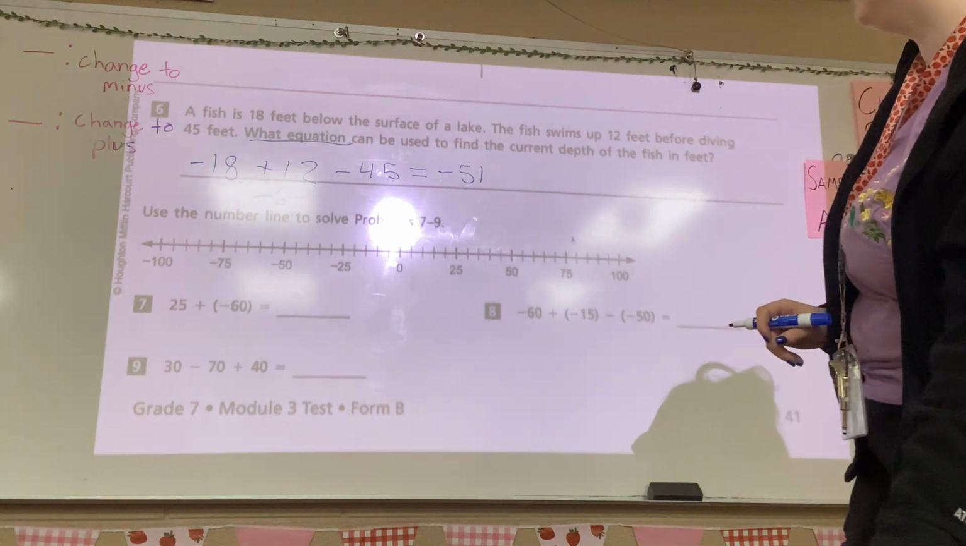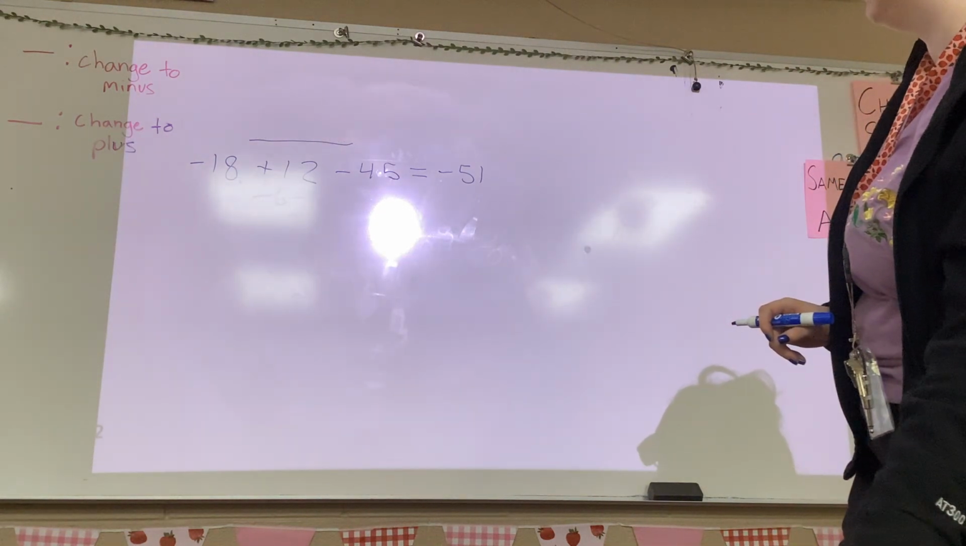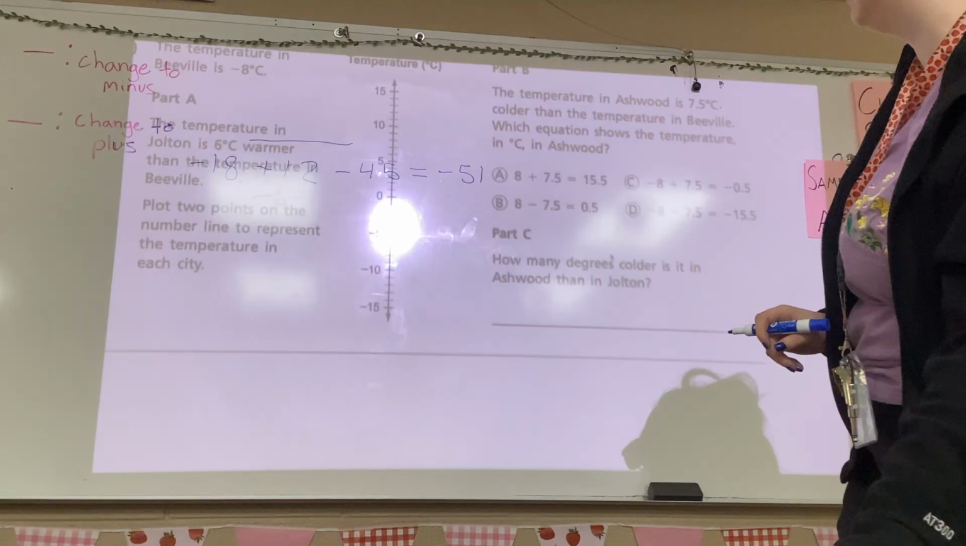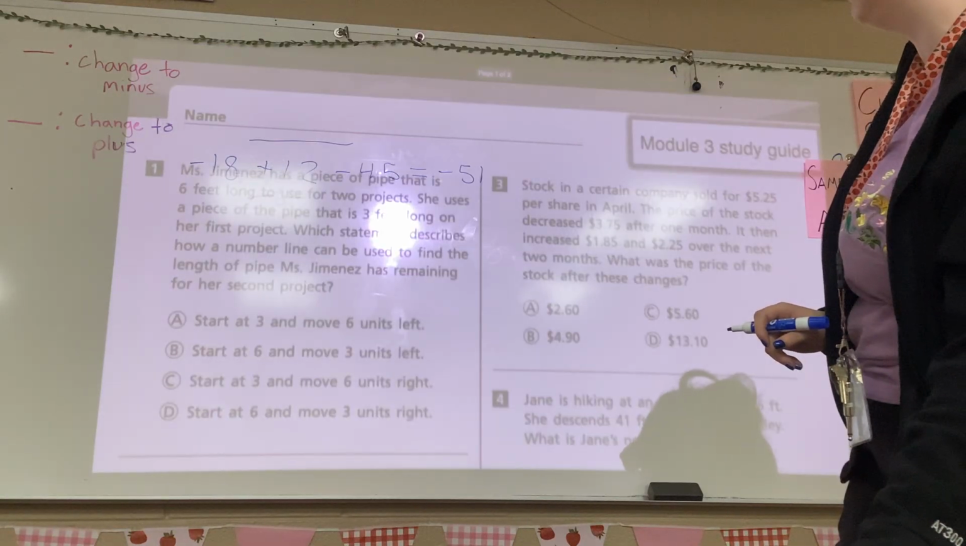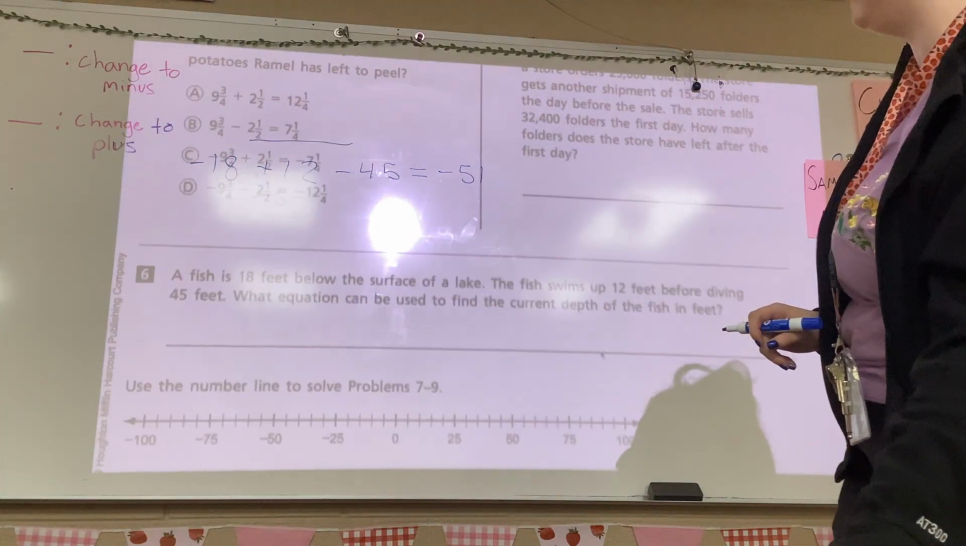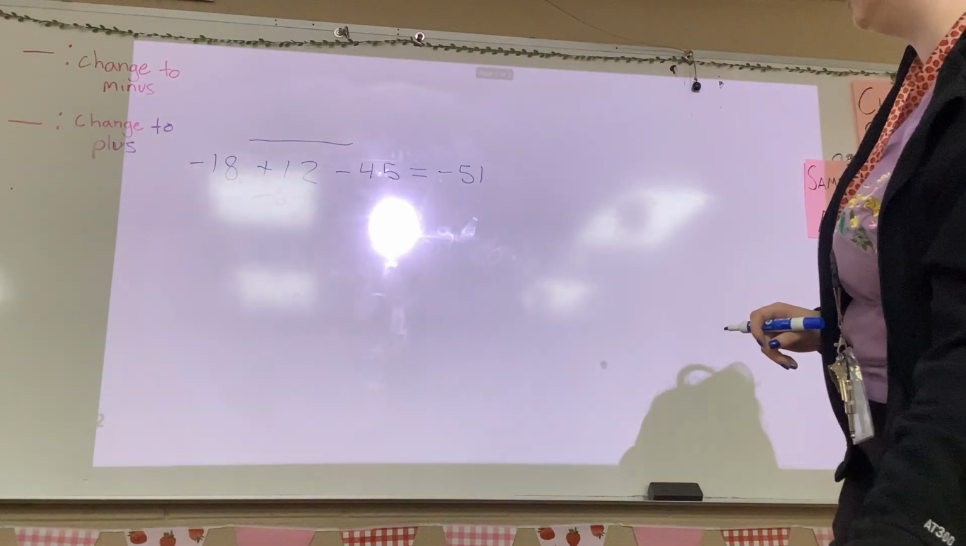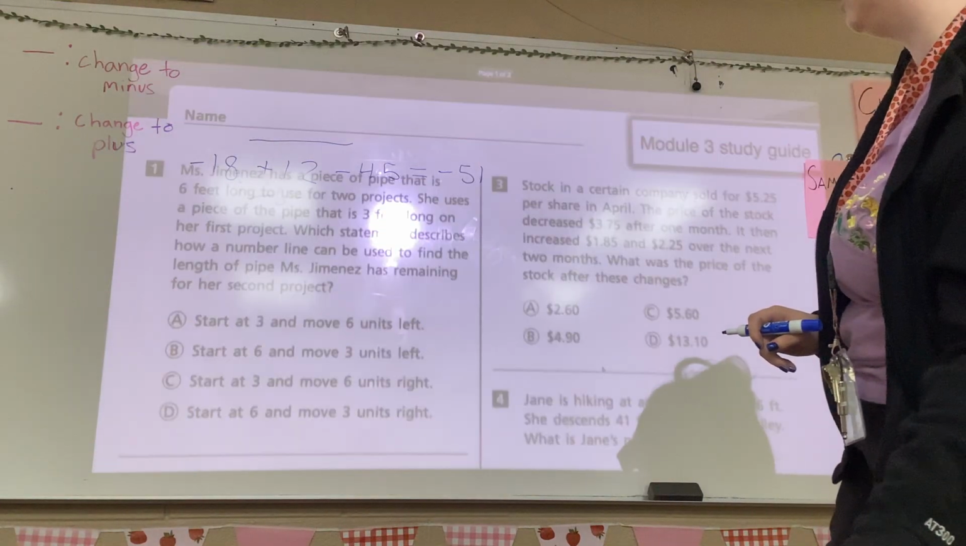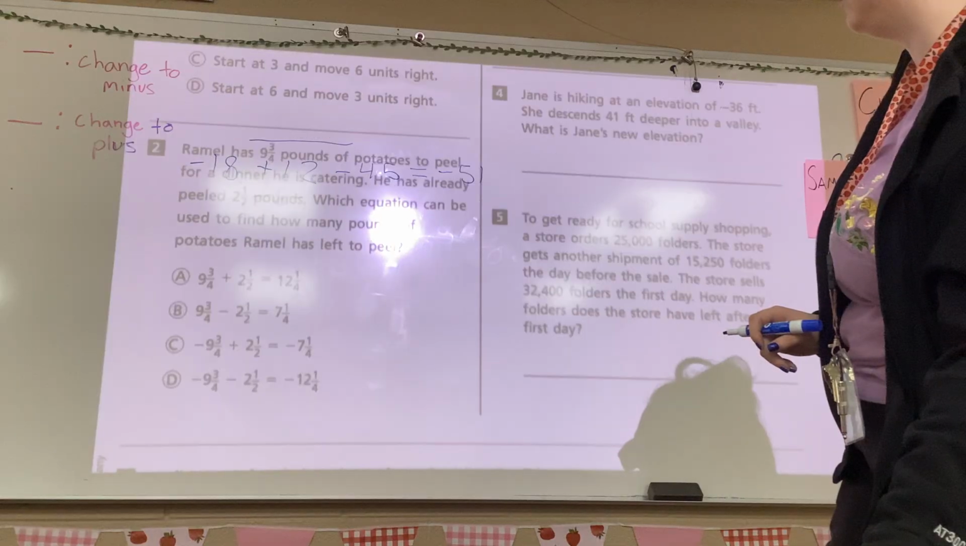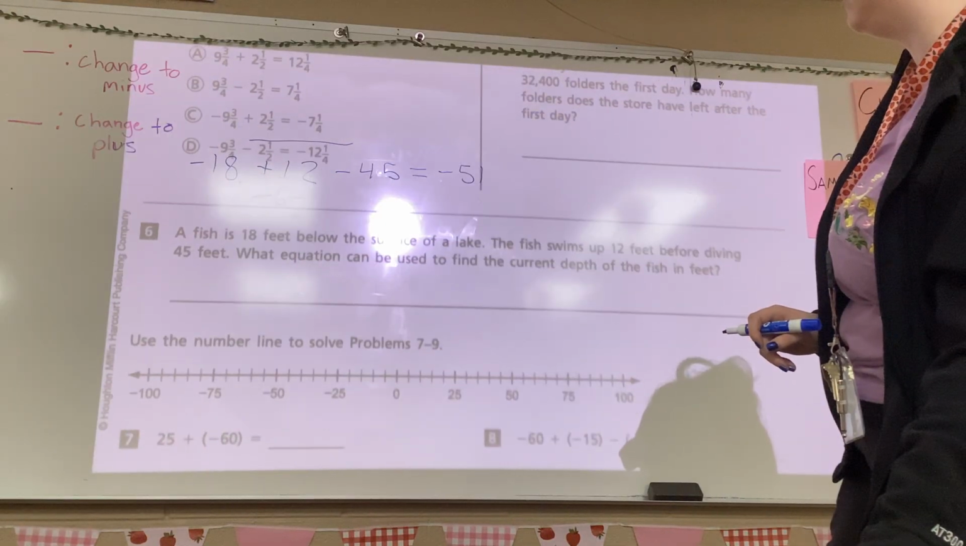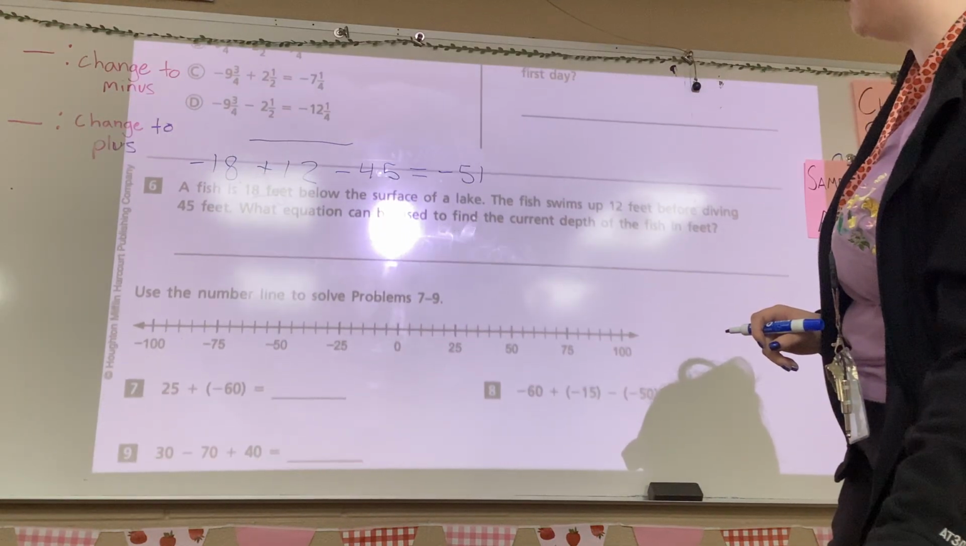All right, use the number line. Whoa, hello? It's glitching out on me. You guys know I love technology. Okay, we'll have to stay at the bottom there.